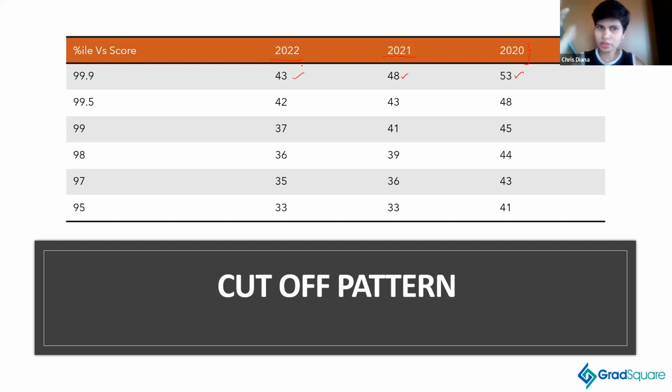This has been the pattern for 99.5: in 2020 it was 48, a gradual decrease, 2021 it was 43, and 2022 it was 42. For the 99 percentile, 2020 was 45, 2021 was 41, and 2022 it was 37. See how big the decrease is. For 98, in 2020 it was 44, in 2021 it was 39, and in 2022 it was 36 marks. Similarly for the 97 percentile, 43 was a very good score in 2020, in 2021 it was 36, and in 2022 it was 35.